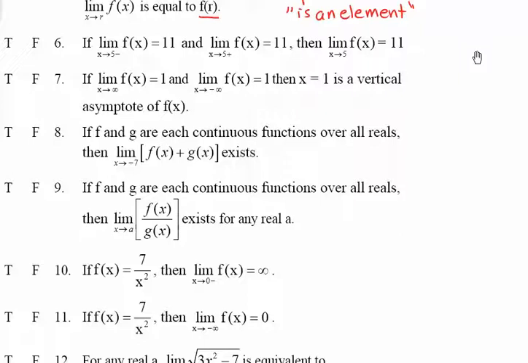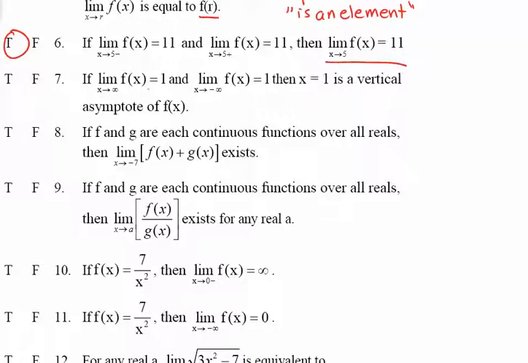Question 6, if the left-hand limit as we approach 5 is equal to 11, and the right-hand limit as we approach 5 is equal to 11, then the overall limit equals 11. That is our definition of a limit. So true by definition.